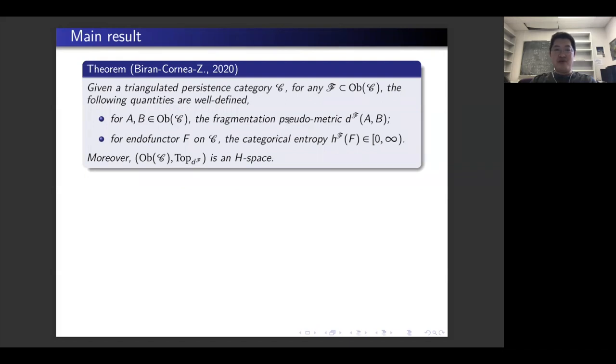And once you have a pseudo metric, you can talk about the topology that's induced by this metric. So you make this object set to be a topological space. And we can verify that this space is an H space. Now you can probably ask a lot of questions. Since it's a topological space, how about other topological properties? Unfortunately, we don't know much about that. We should, but we haven't tried enough in this direction. It's pretty hard to explore in this direction because of the complexity of this definition DF, you will see this later in this talk.